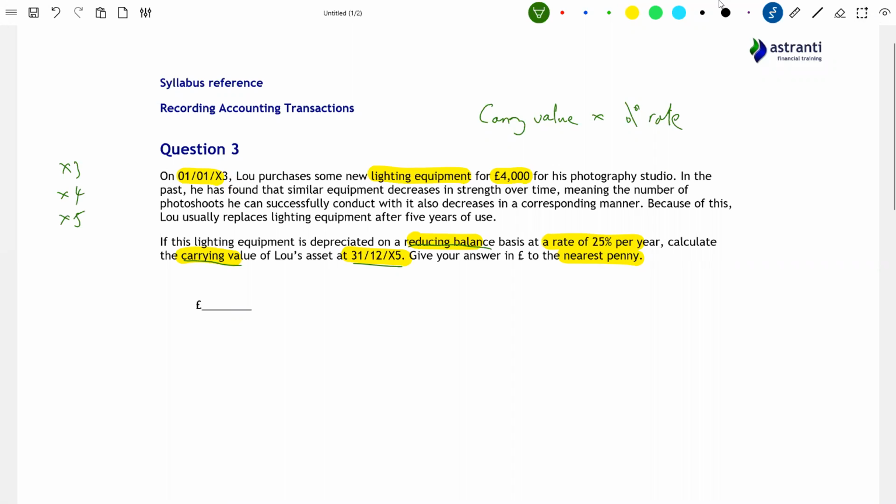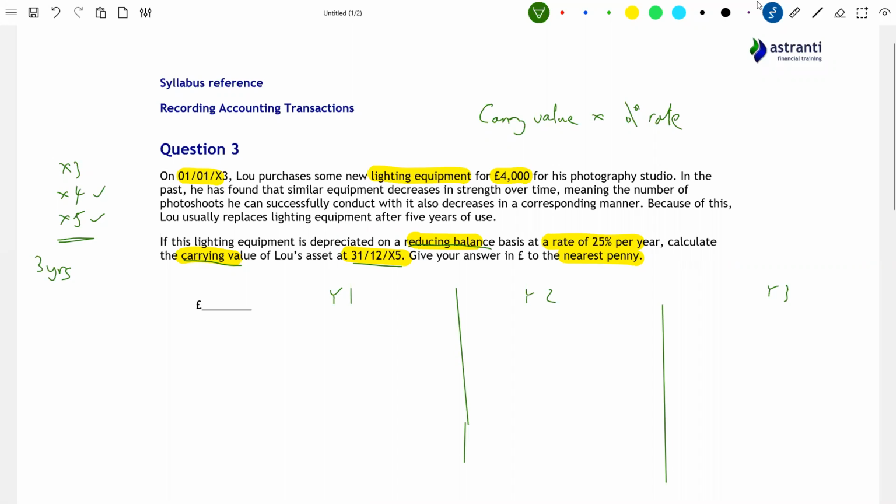So depreciation in X3, depreciation in X4, and depreciation in X5. And it is the carrying value of this asset at the end of this X5 year that we need to account for, okay? So after 3 years of depreciation have been accounted for. So let's work through this process 1 year at a time to get to our carrying value at the end of year 3. Okay.